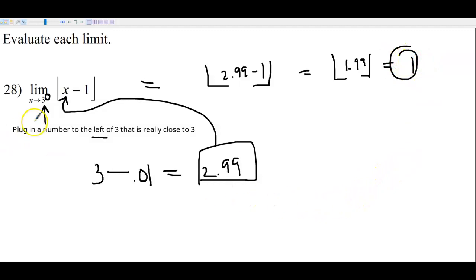So for step functions, we're going to treat it like a non-removable discontinuity. The way you do that is by plugging in something really close to the original number and then following the rules for step functions after that. All right, let's go ahead and take a look at number 30.